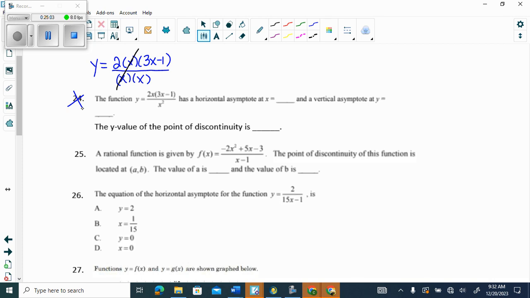They won't give you anything like this, because you're technically having an x cancel off with an x, and then an x is left behind, so then is that a vertical and a point discontinuity? They're not going to do that to you. Right? Because your x left behind would be 0 as well. So this is outside the scope of ours. This is into calculus.